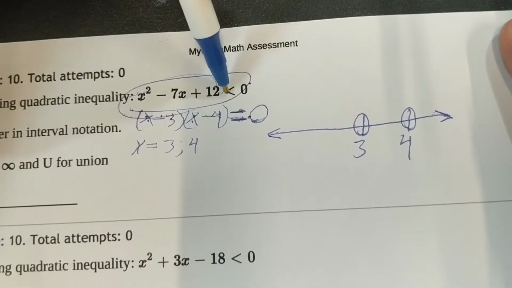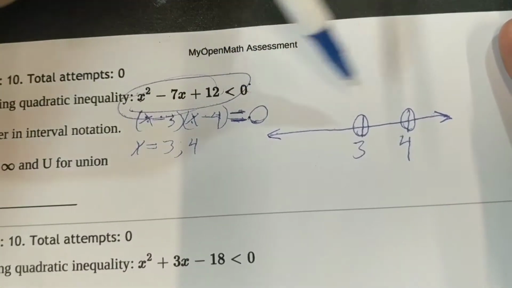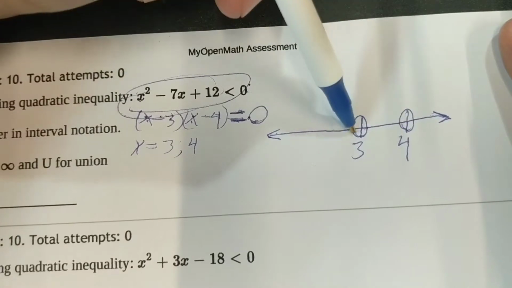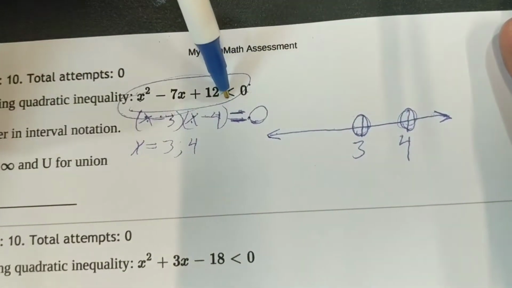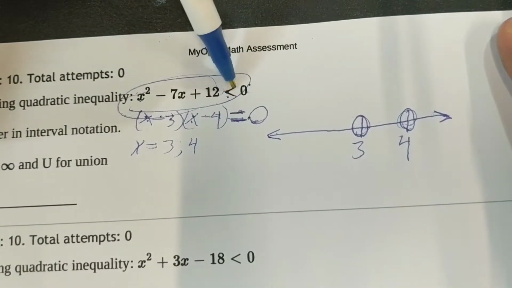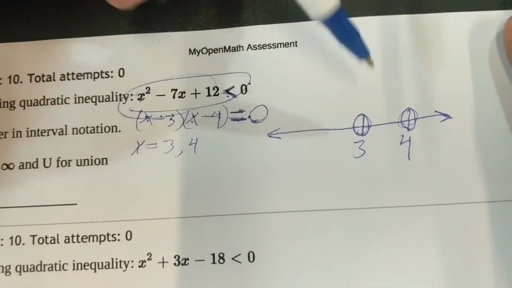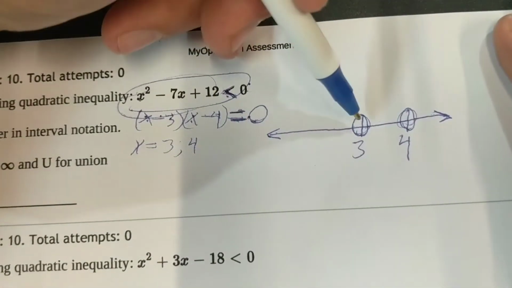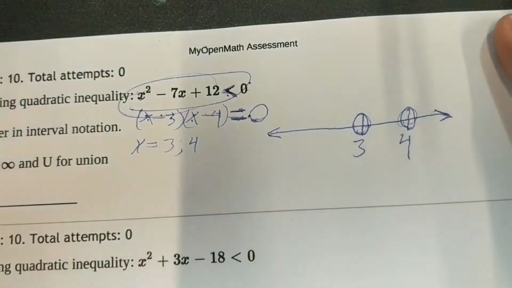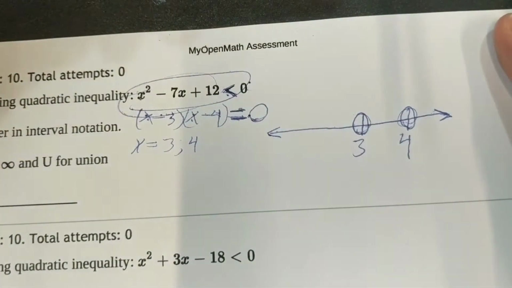So neither one of these is going to work for the less than 0 condition, because it's actually equal to 0 there. I'm going to leave these circles open because we don't have an equal to involved in our less than, so we don't get to close the circles. These are not part of the solution because they make it equal to 0. They're not less than 0.